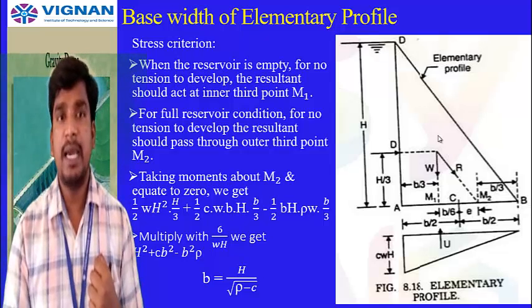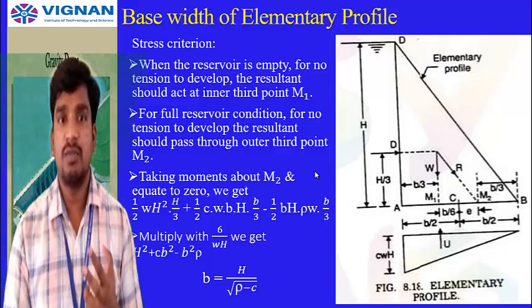So this weight of the dam is directly acting in a straight direction. So that is acting here, at a distance of b/6 from the center of the base of the dam. So this condition is satisfied here.